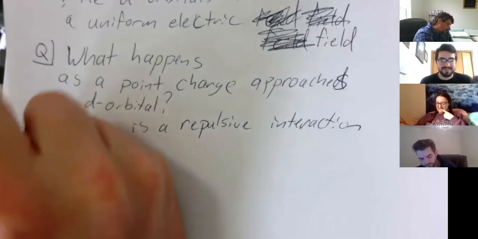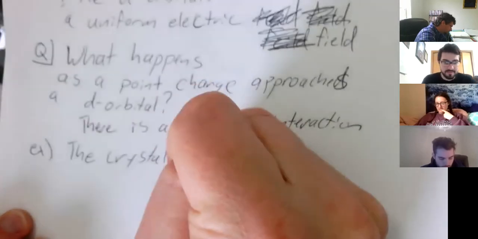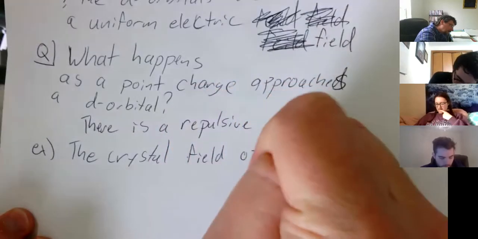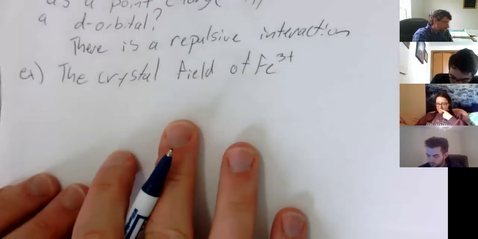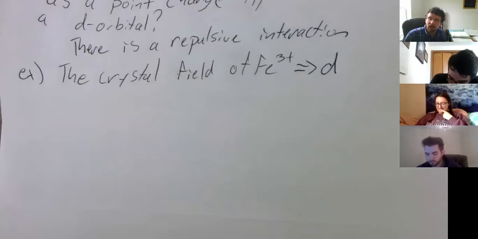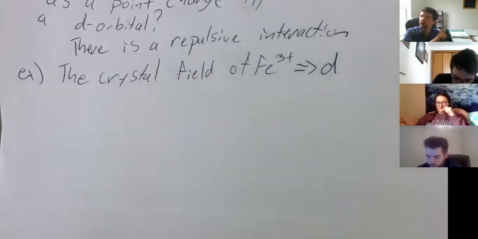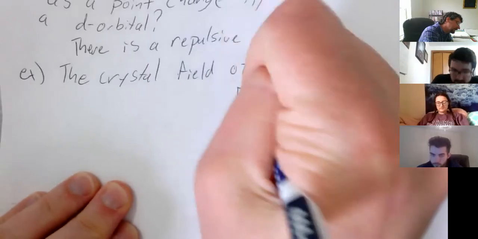So let's look at an example of the crystal field of iron 3+. First thing is we have to determine how many d electrons an iron 3+ has. To do this, you want to count up the total number of electrons in the valence shell. So if we write out the configuration for iron, what's it going to be?